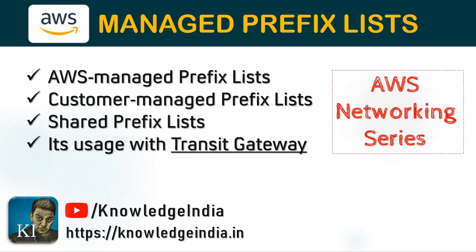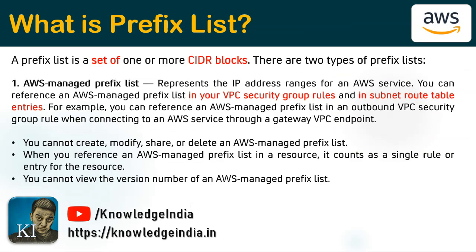So the first point to discuss is what is a prefix list? In simple terms, it's nothing but a collection of CIDR blocks, right? All of you are aware that when you are setting up security groups, for example, you do specify CIDR blocks in the security group rules, right? When you are giving the destination or source, that's where you specify that.